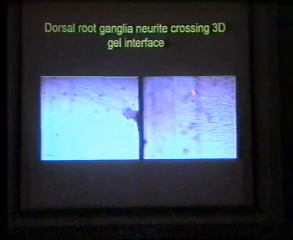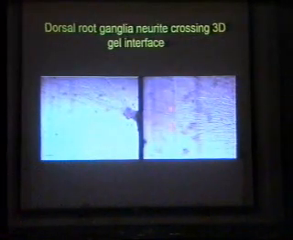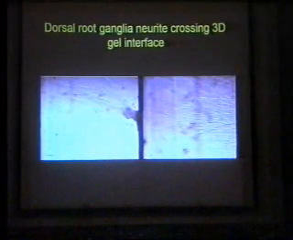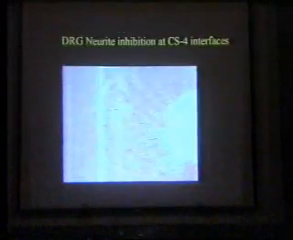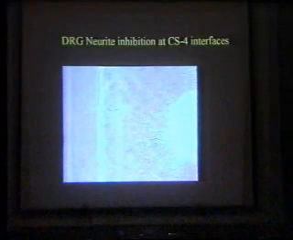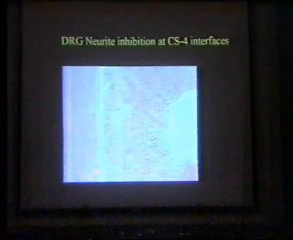But 20% gets stopped due to surface tension effects at the interface. But 80% do cross. If on the other hand, instead of having a gel just like here, I put a gel that has the chondroitin sulfate GAG on this side, this is what happens. Boom, nothing crosses. So this is more like the scar tissue where things grow, hit the interface, and don't go to the other side.